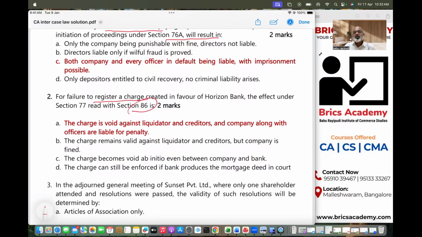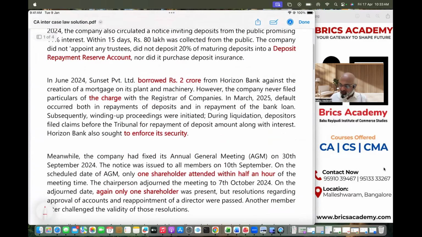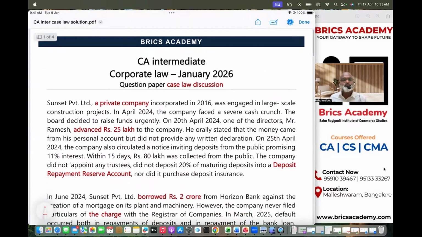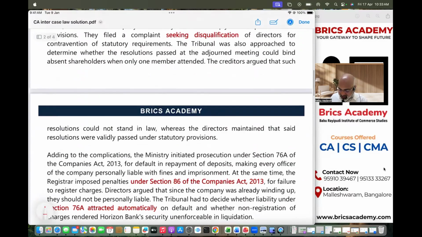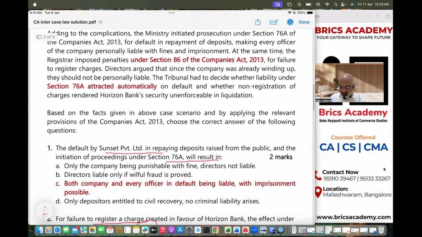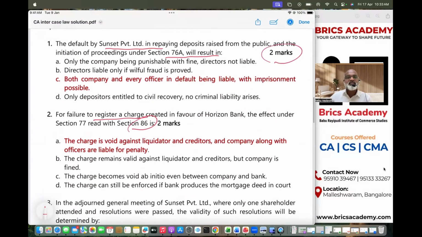This session is about how to solve case law in your corporate law paper. The case law is like this: you will see four, five, six paragraphs, and later some three or four questions will be given, and each question will carry 2 marks.